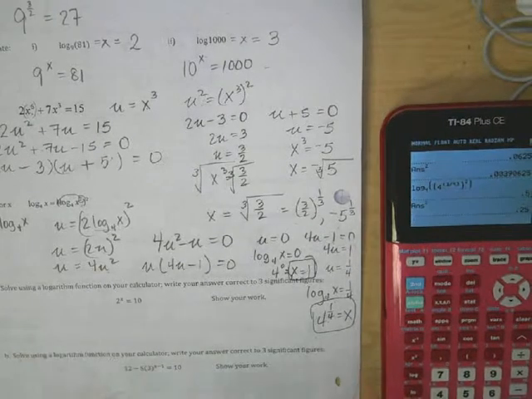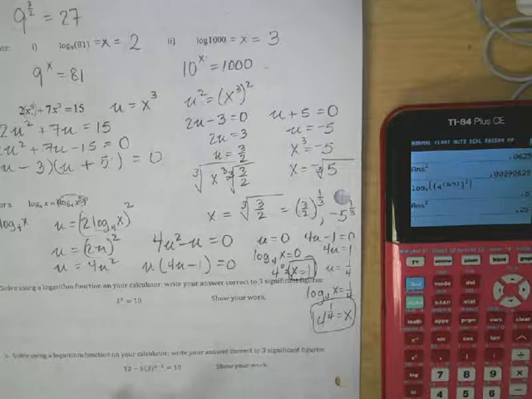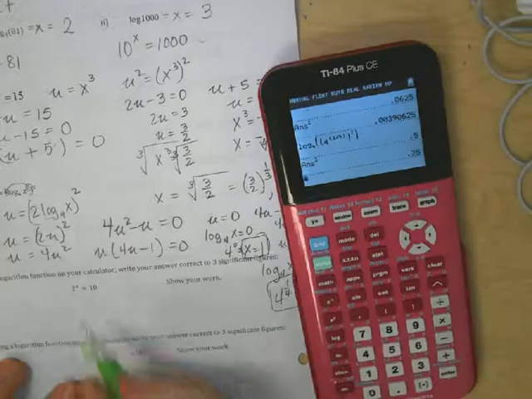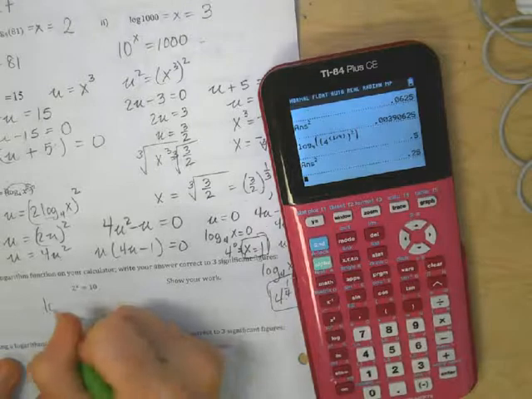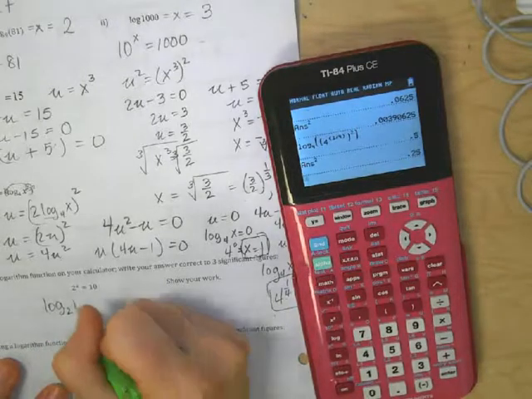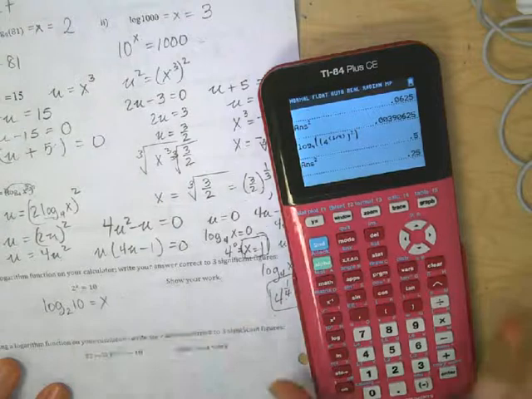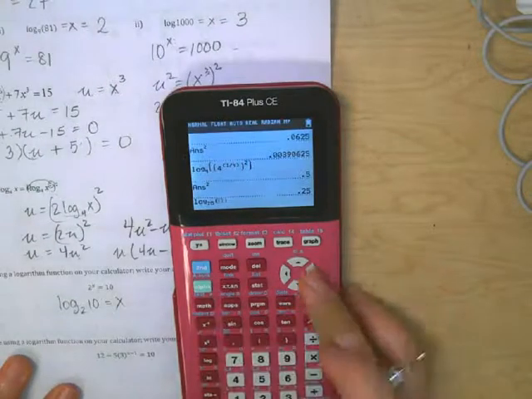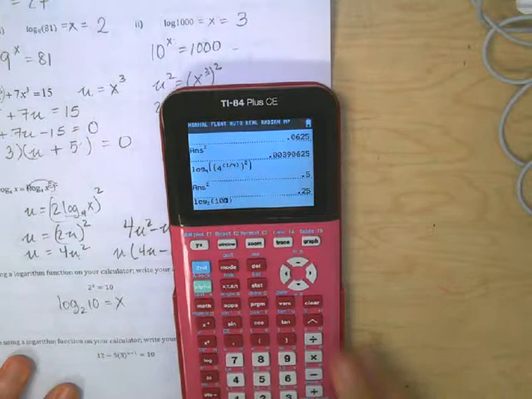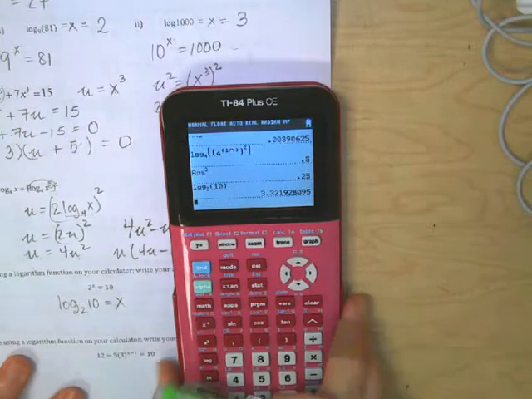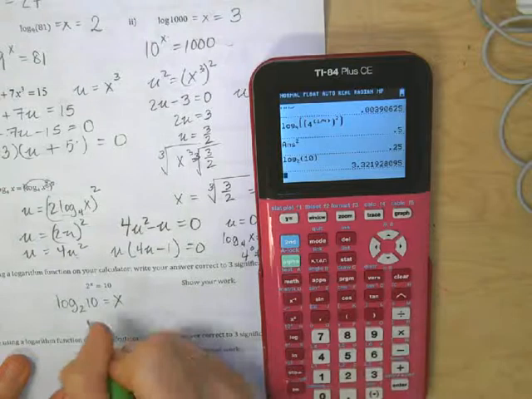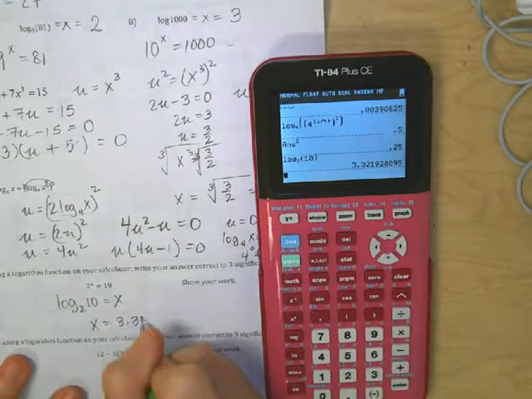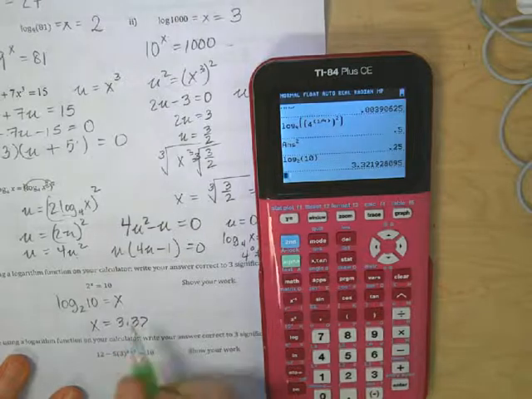All right, next one, solve using a logarithmic function on your calculator. Okay, so this one, I'm just going to rewrite it in log form. So my base is 2, my value is 10, and that's x, and then I'm going to use my calculator, math alpha math, base 2 of 10, and enter. And I get to 3 significant figures that x is equal to 3.32. Okay, much easier than all the previous problems.